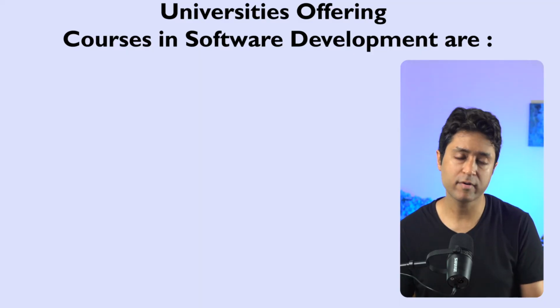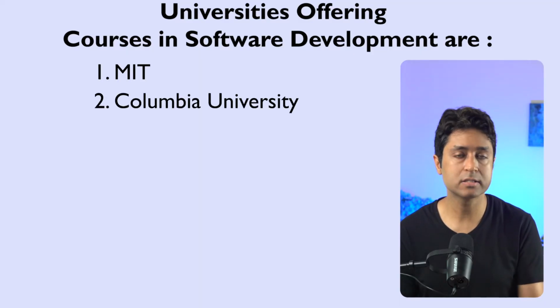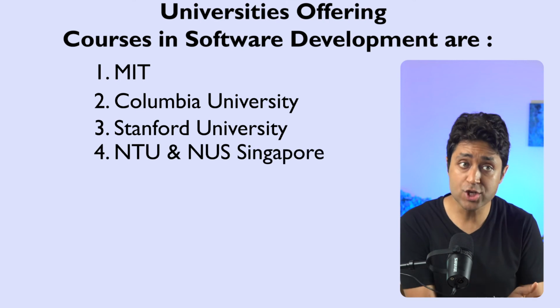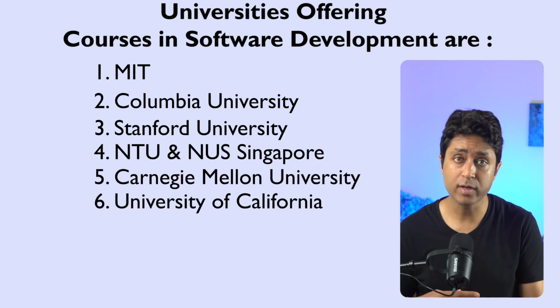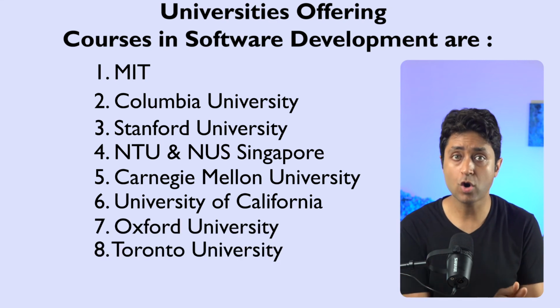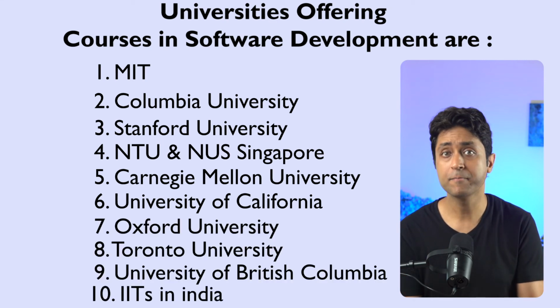Given that it is one of the most popular fields at this time, a lot of universities are offering a lot of programs that you can get into this field. Some such universities that have world-class programs, of course, are MIT, Columbia University, Stanford University, NTU and NUS Singapore, Carnegie Mellon University, University of California, Berkeley, Oxford University, Toronto, British Columbia, IITs in India, and many more colleges around the world. Along with these online courses or college degrees, the most important qualification, however, is experience in the job market.